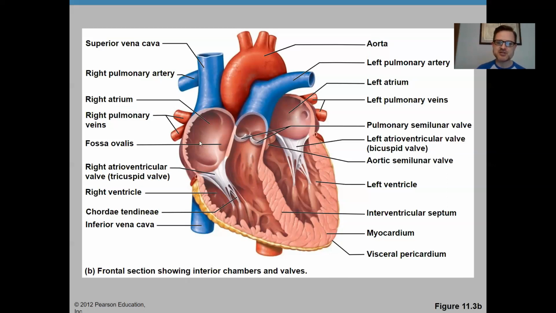The tricuspid valve is between the right atrium and the right ventricle. The bicuspid valve is between the left ventricle and the left atrium. There's those two. And here you can see the two semilunar valves that look kind of like half moons.